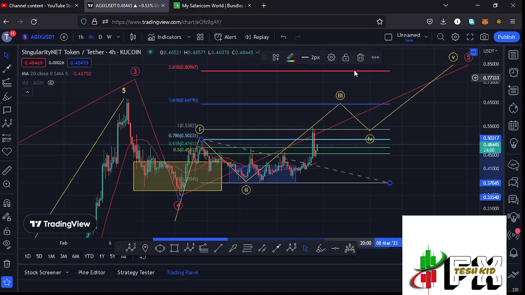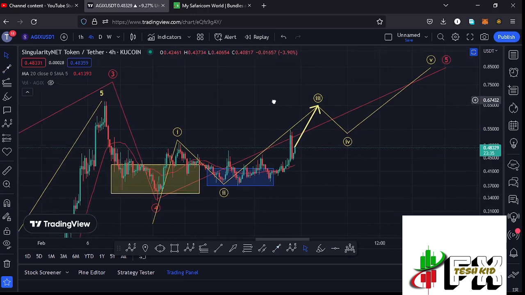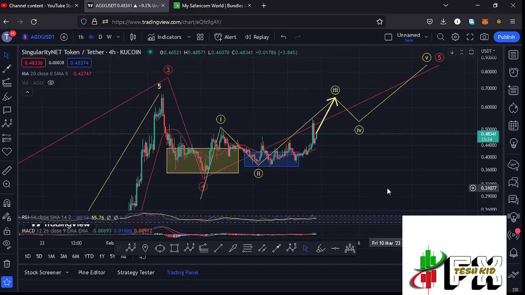So in case we continue holding above the 20-day MA, continue gearing up, and also see a break above this high at around the $0.55 mark, then there are chances that Agix will be giving us our next high at around the $0.64769 mark in the formation of this wave 3. And once the high for that wave 3 is in, then we can expect a corrective structure in the formation of that wave 4, then push even higher in the formation of this wave 5, giving us a peak at around the 0.84 as a minimum target area. So that is what I'm expecting here on the Agix chart.